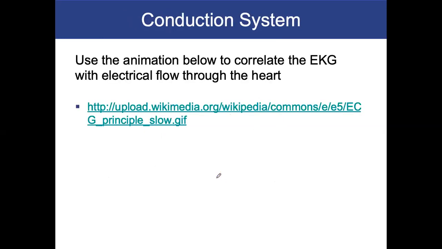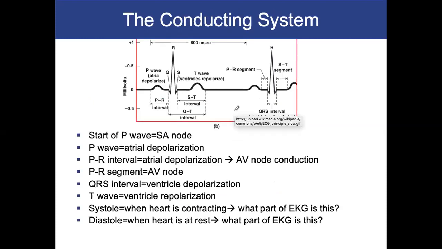Okay, so I want you to take a look at this and correlate the EKG with the electrical flow through the heart. It's a really, really basic animation, but it's a really good animation. So right before the P wave starts, that's the SA node depolarizing. So SA node depolarizes right about in this area, okay? Then the P wave is the atria depolarizing.